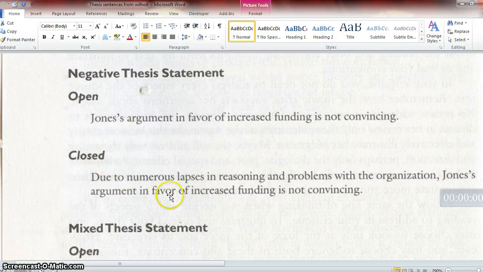So here's a negative closed one. Due to numerous lapses in reasoning and problems with the organization, Jones' argument in favor of increased funding is not convincing. So they're still negative. It wasn't convincing to them. And it was due to numerous lapses in reasoning and problems with the organization. So you expect the paper to be about these two things. They're going to go through what the problems with the organization were and how that wasn't convincing. And they're going to go through the lapses in his reasoning and tell us why that made his presentation not convincing.